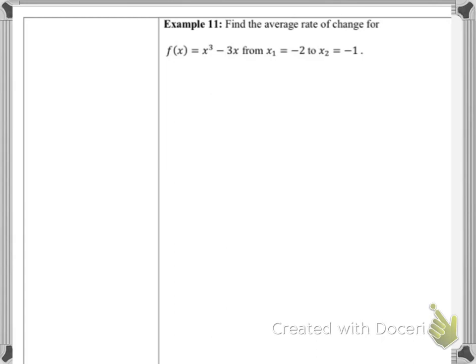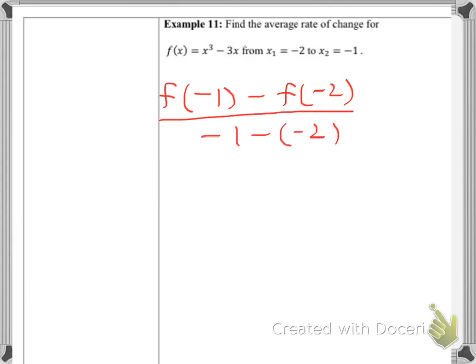Welcome back. Okay, so we have f of x equals x cubed minus 3x, and we need to find the average rate of change from negative 2 to negative 1. Okay, so that's f of x sub 2. Actually, I'm going to skip that because you guys already did this. So that's f of negative 1 minus f of negative 2 all over negative 1 minus a negative 2. Be very careful with these negative signs because they can easily trip you up.